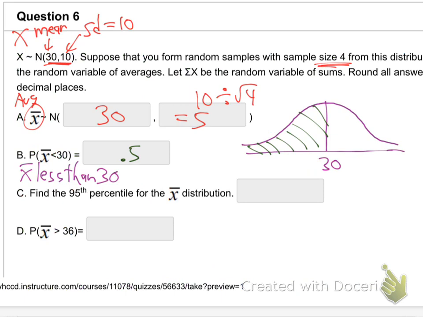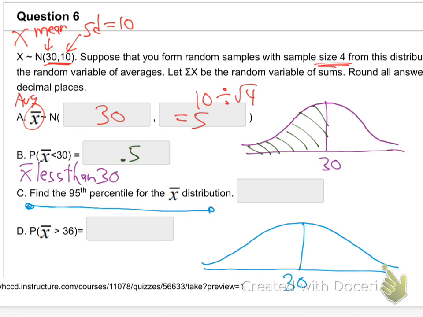How about part C? Find the 95th percentile. Remember percentile? How do we do percentile? Put the middle on here again, 30. So remember what percentile means? Percentile is a ranking from 0 to 100. 0%, 100%. So if you're ranking your height, your weight, your shoe size, whatever.